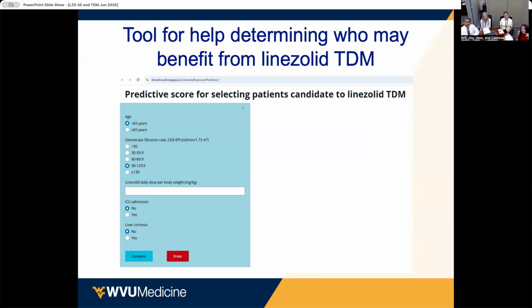And you can see here, you can go through the age, if they're greater than or less than 65 years old, their current baseline GFR, and their linezolid daily dose per body weight, whatever they're receiving in mg per kg, if they're admitted to the ICU, and if they have the presence of liver cirrhosis. When you push all this in and hit complete, it gives you some statistics of this patient is X% likely to be therapeutic, subtherapeutic.